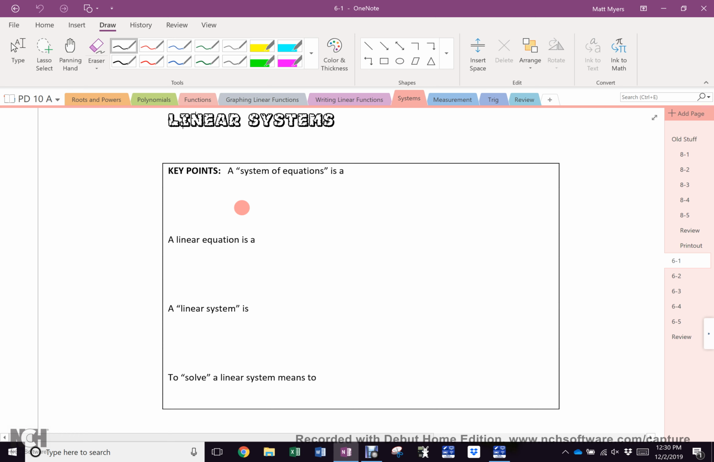You people are smart young people. What do you notice about that word right there? It is plural, which means a system of equations must have at least how many equations? 2. Brilliant. Good job. What is a system? In English, not math. What is a system?